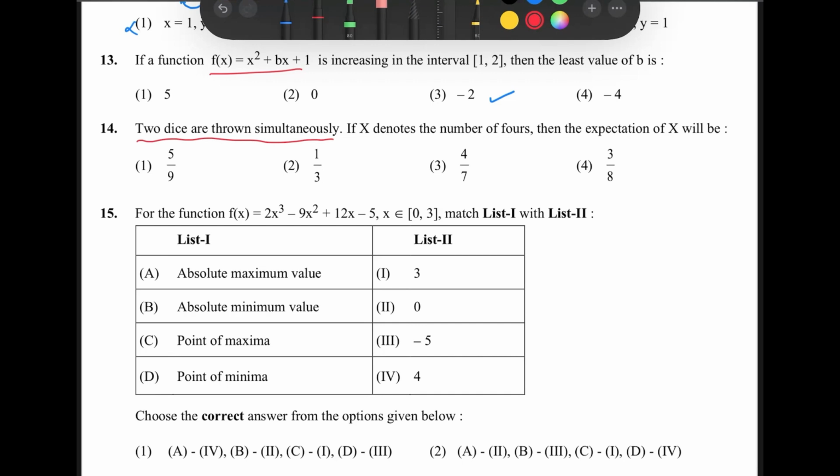Two dice are thrown simultaneously. Okay, so you have 2 dice. X denotes the number of 4s. So how many 4s can we get? We can get only 0 fours, 1 four, or 2 fours.